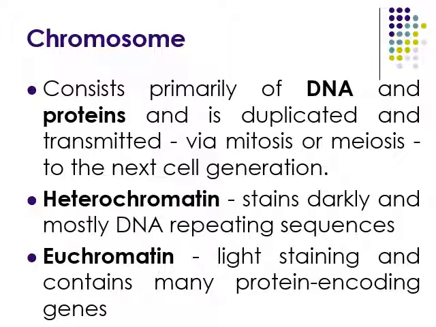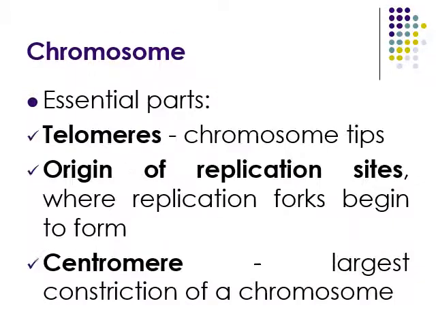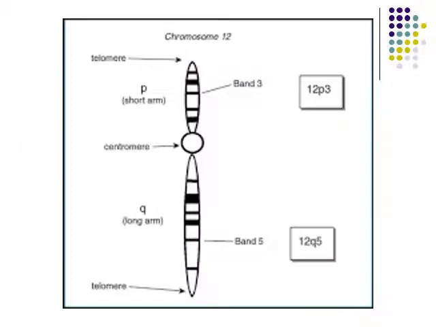We have the heterochromatin. Heterochromatin stains dark, while the euchromatin stains light. So what are the essential parts? We have the telomeres, they are the chromosome tips. Then we have the origin of replication sites. Of the centromere, the largest constriction of a chromosome. So that's the part we have here, the telomere and the centromere.